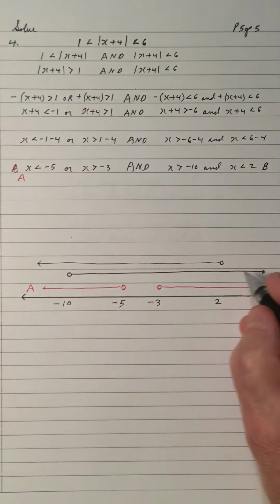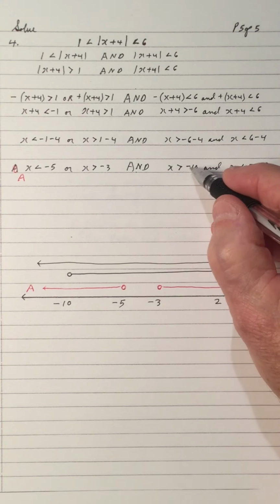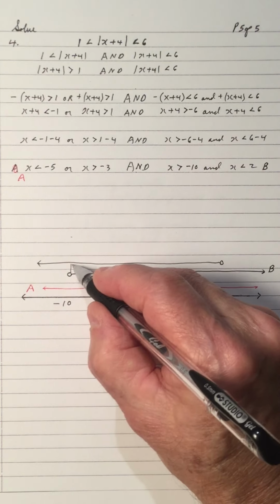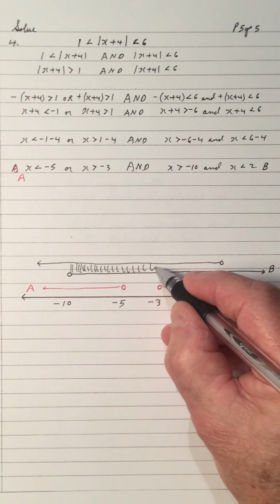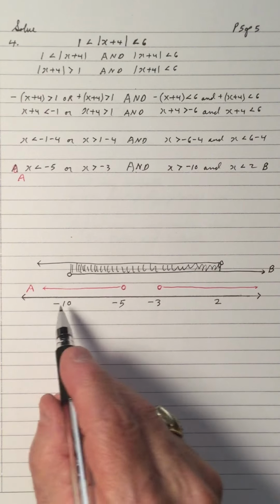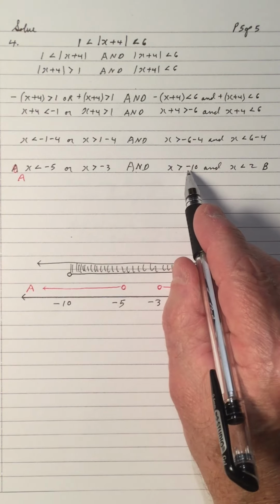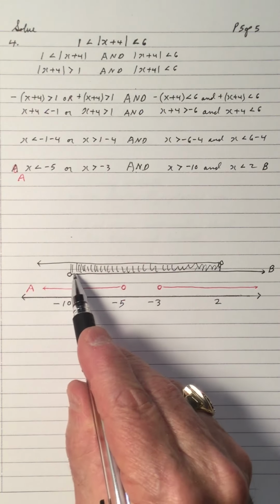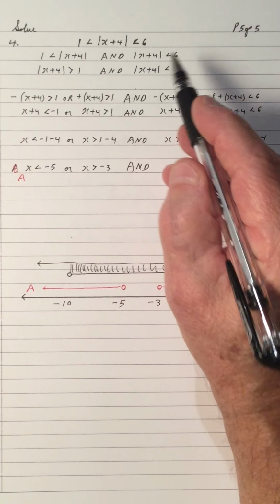and this is the B, it's the black. In the black, in these two, which is an AND, we have in B these numbers right here, the shading. So all the values of x between negative 10 and 2 satisfy this inequality right here. If you take all these numbers between negative 10 and 2, it'll make this inequality true.